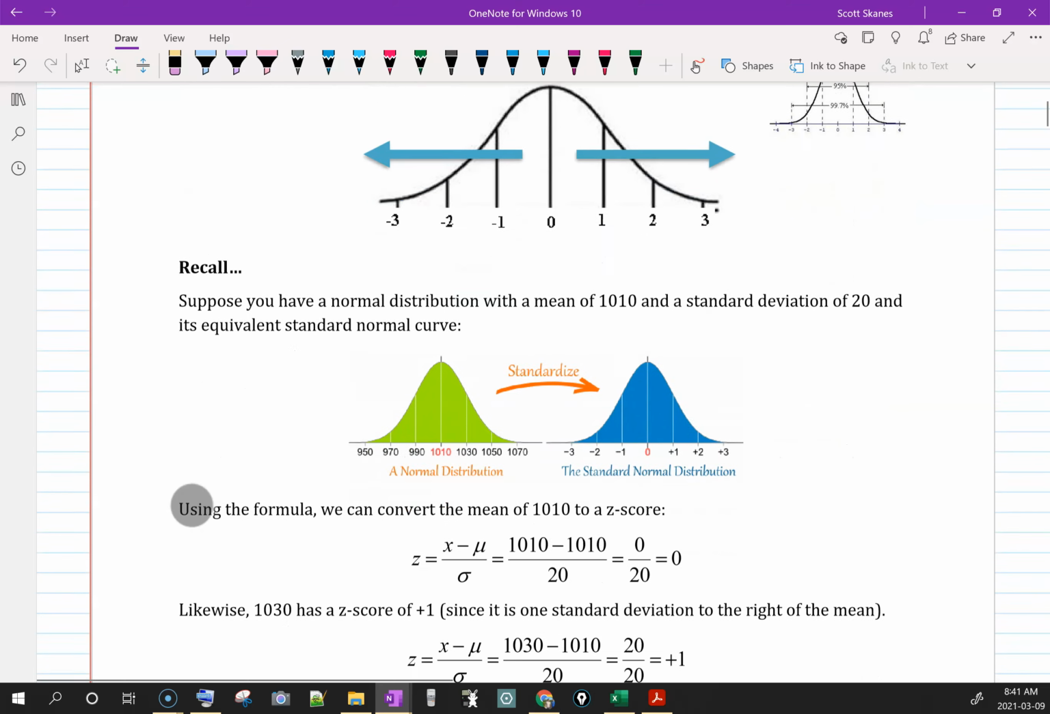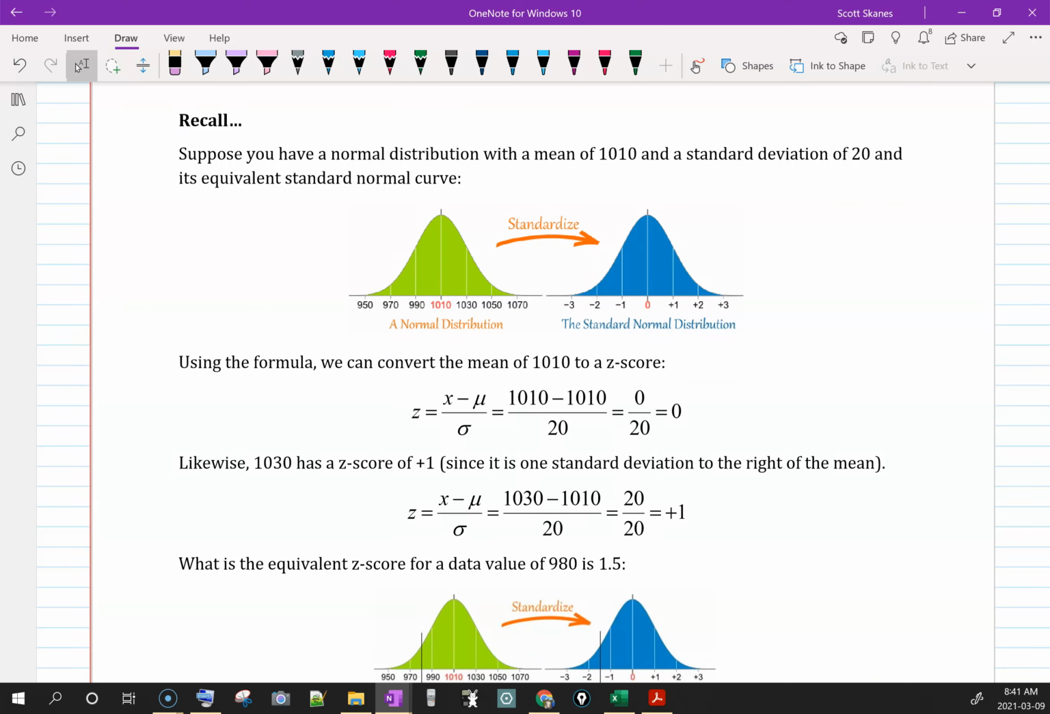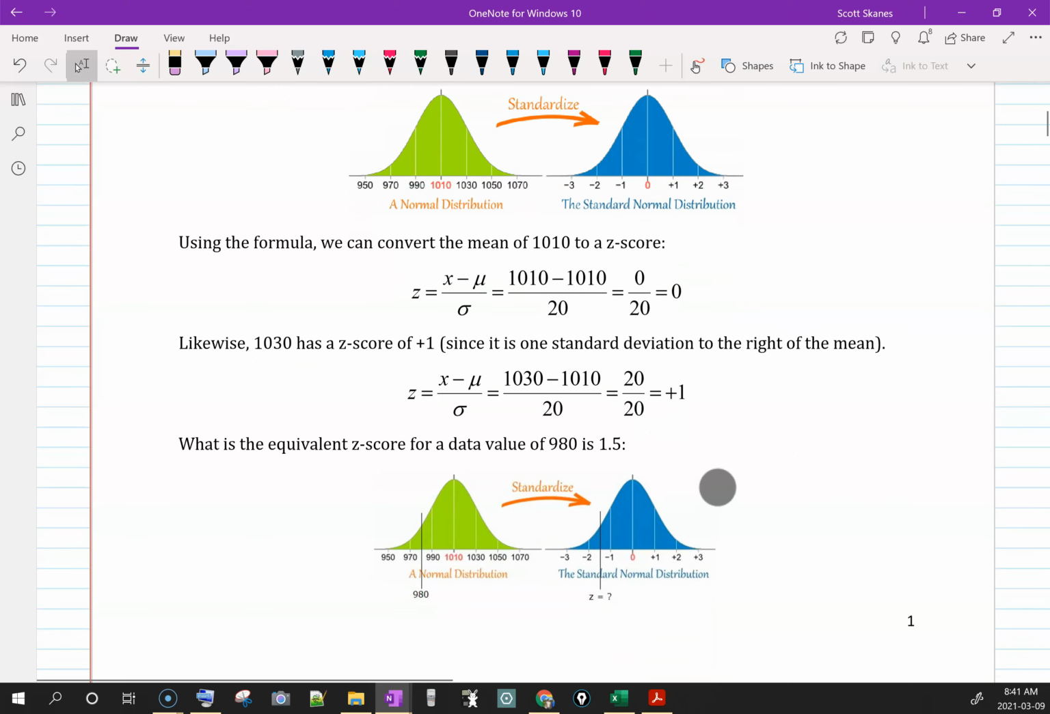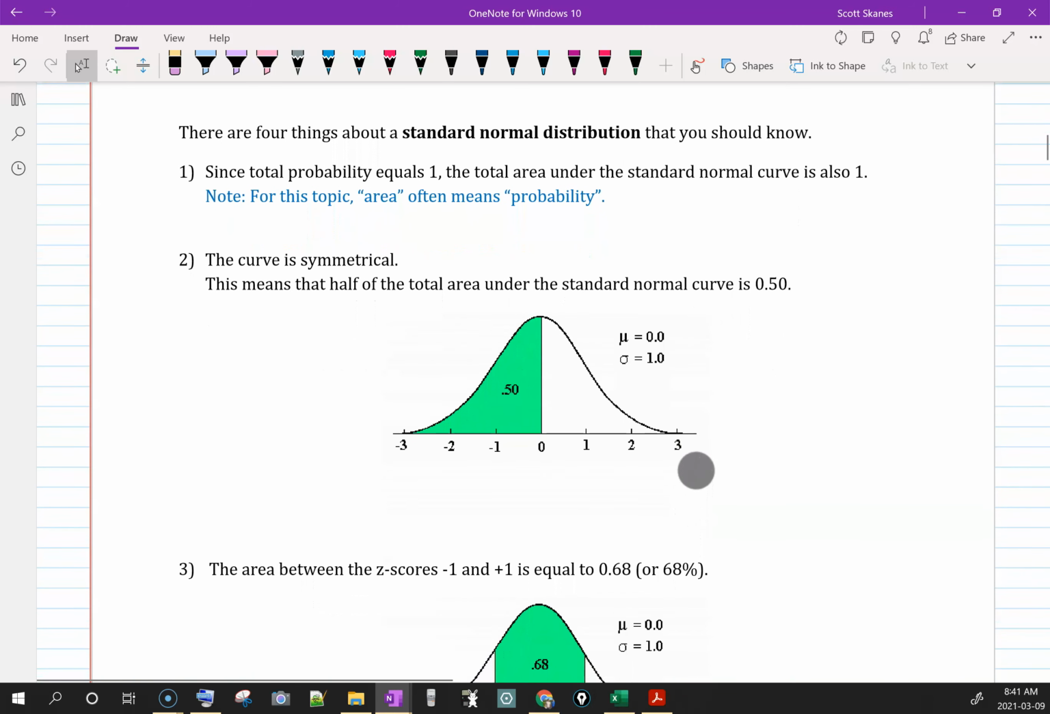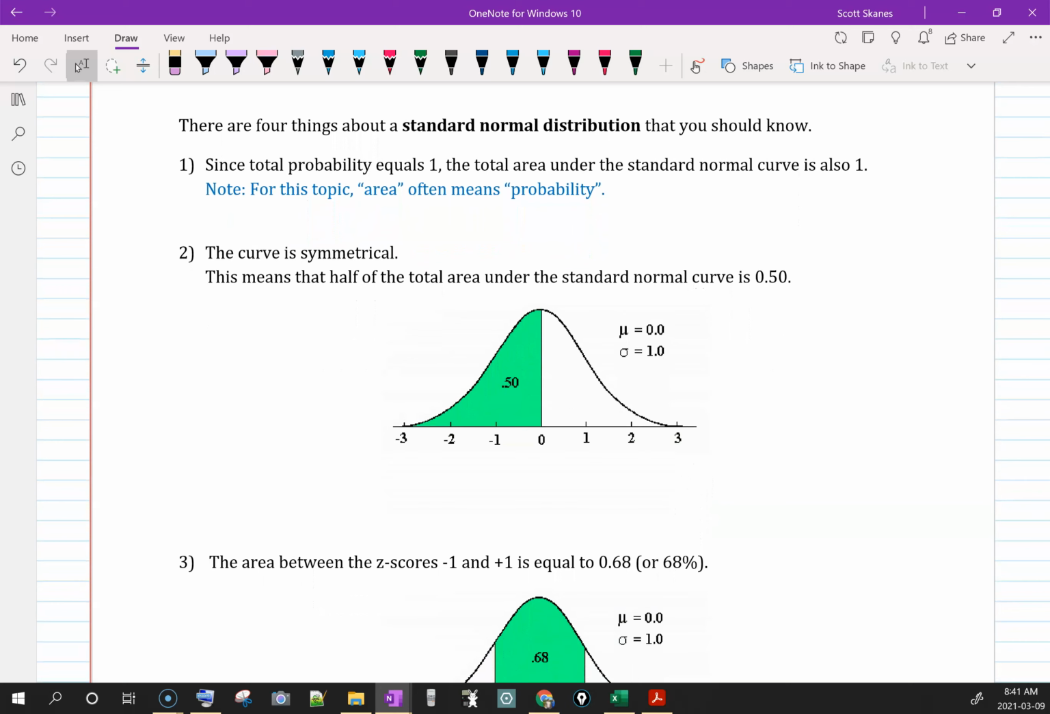So we've done this before. It says here, suppose you have a normal distribution with a mean of 10 and standard deviation of 20. The big idea here is if you want the z-score, you just take the data value minus the mean, divided by the standard deviation, and you're going to get the z-score. All that's review. You can read that yourself. But in terms of connecting it to this unit, we have four big ideas about the standard normal distribution. The standard normal distribution is when we're dealing with z-scores, not standard deviation itself. So it's always 1s, 2s, 3s, and things in between.